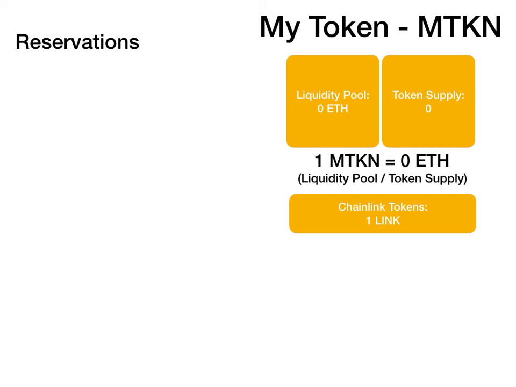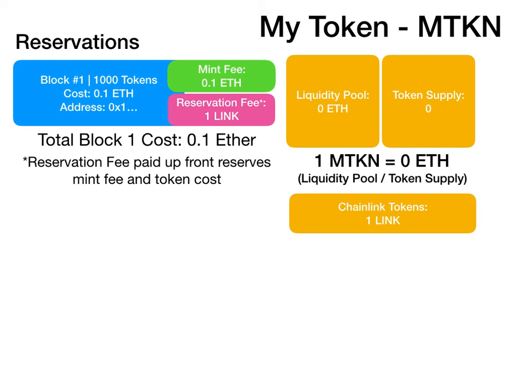All right, so we've got our token here, and let's start making some reservations. All right, so here's the first reservation, and you'll see that it has a mint fee of 0.1 ETH and a reservation fee of 1 link. So at this point, the user is just paying the 1 link for the reservation fee, and they are locking in that mint fee of 0.1 ETH.